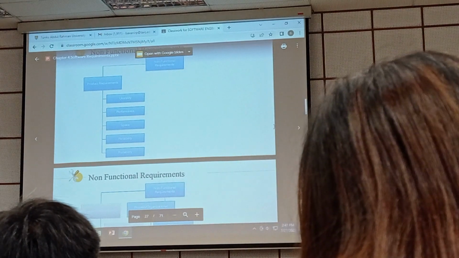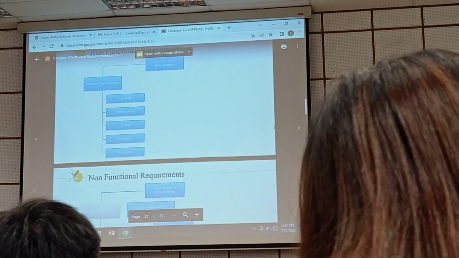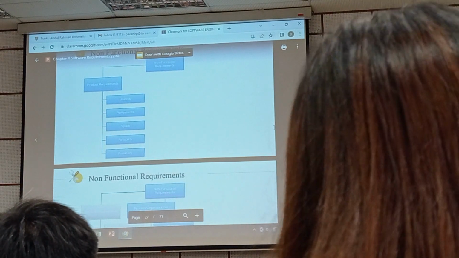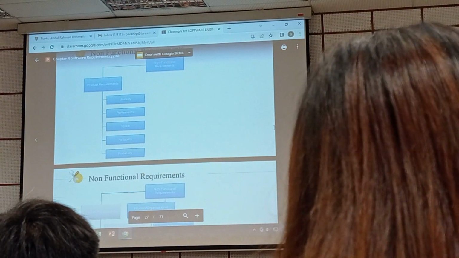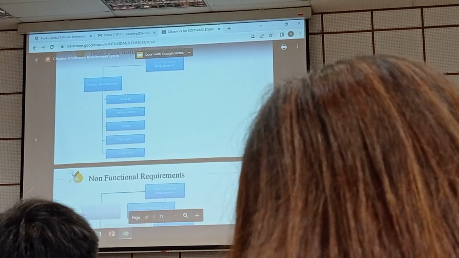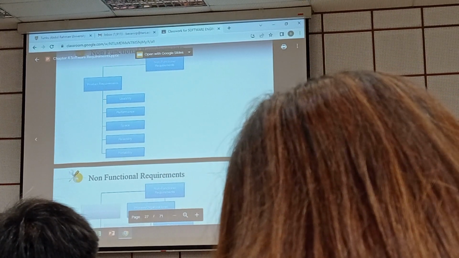Okay. So in here they have listed a few, but actually you have many. The examples they have given are usability, performance, reliability, portability. So all this we will discuss in upcoming chapters.